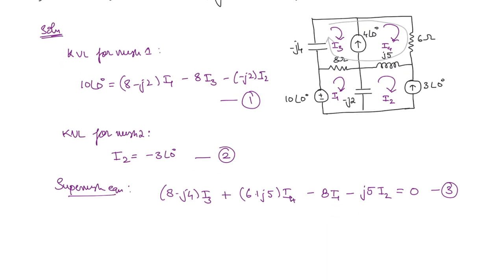What is the final equation? The equation applied through this current source. So you can see that I4 is in the direction of the current source. So you can write I4 minus I3 is equal to 4 angle 0 degrees. So this is the fourth equation. So now you have 4 equations and 4 variables, or you can say 3 equations and 3 variables. Why? Because I2 is already known here.